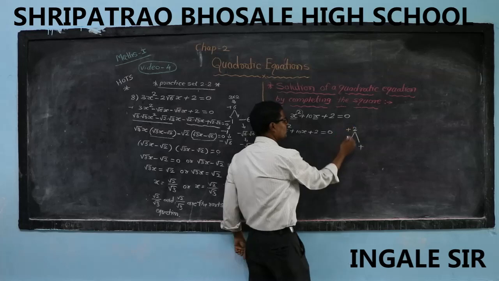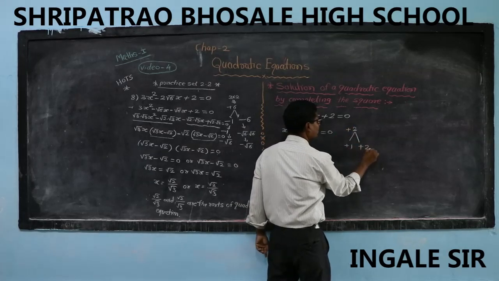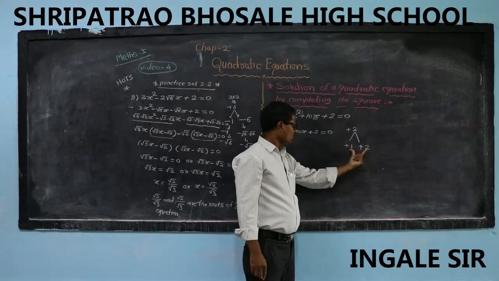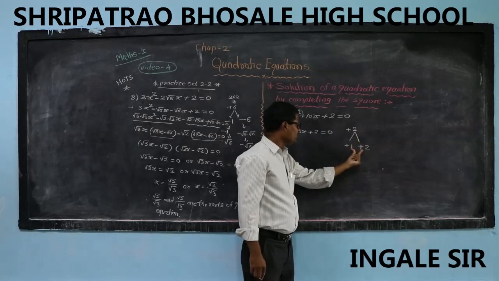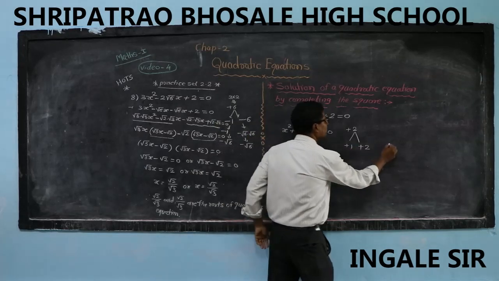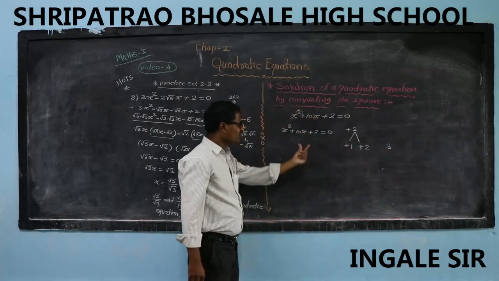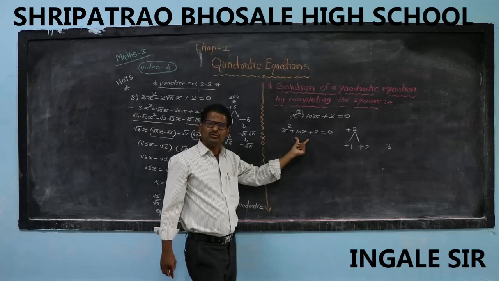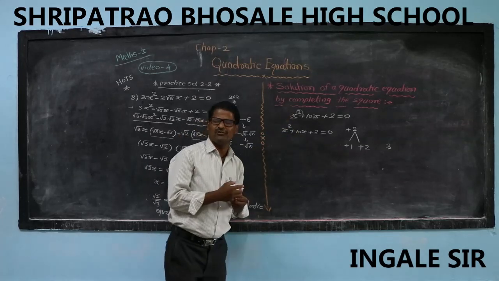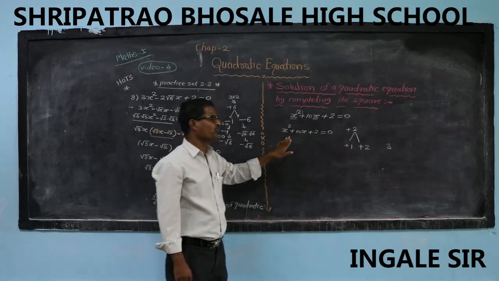The factors of 2 are 1 and 2. There are only two factors, 1 and 2. The product is 2, but the sum is not 10. The sum becomes 3. So such examples we can't solve, or finding the roots of such an equation by the factorization method is not possible.